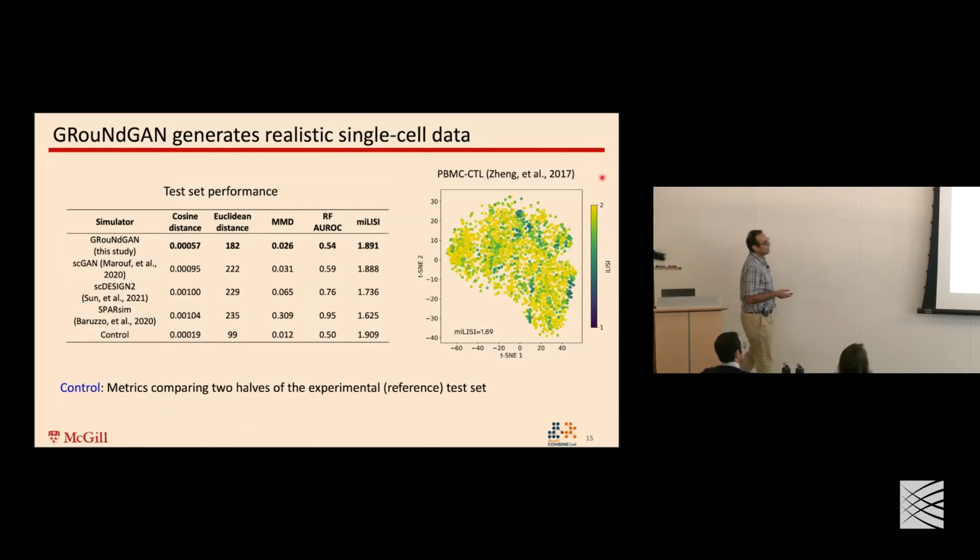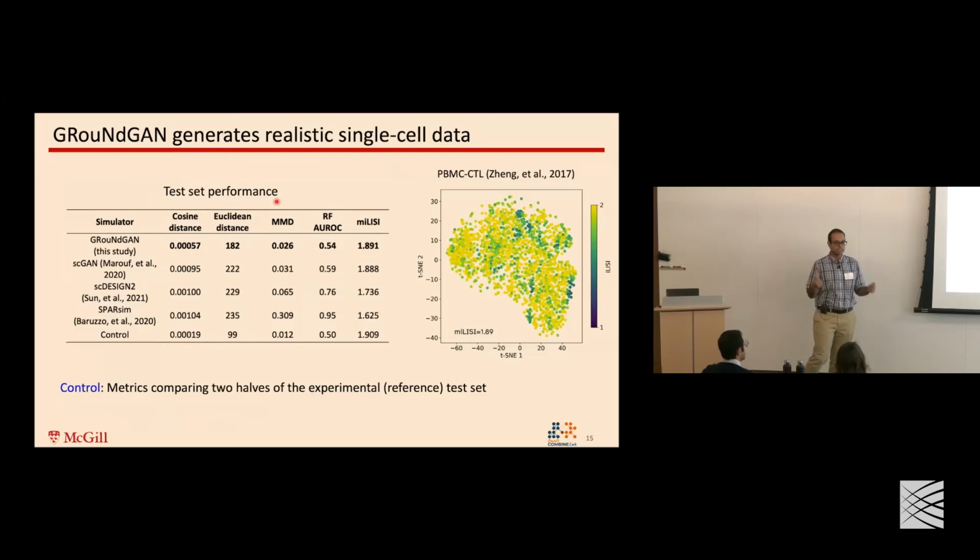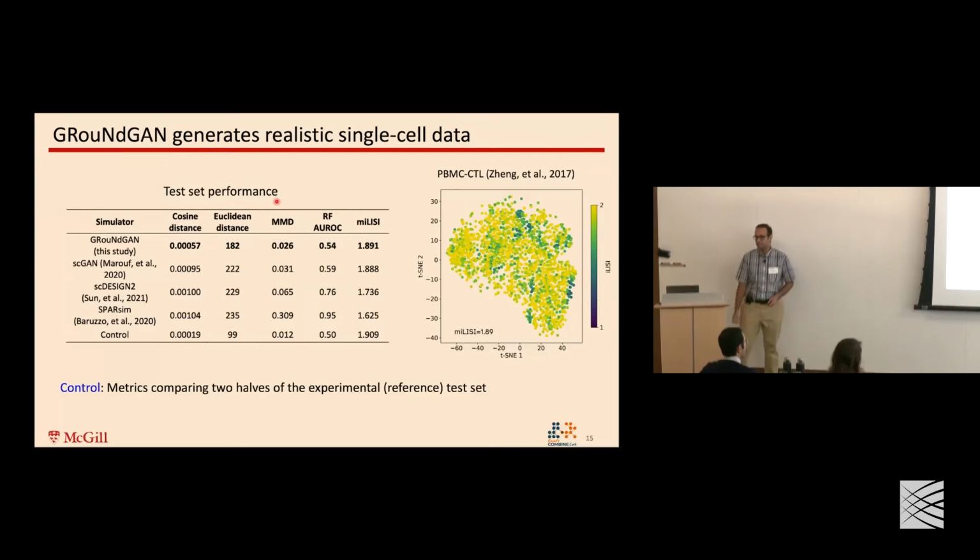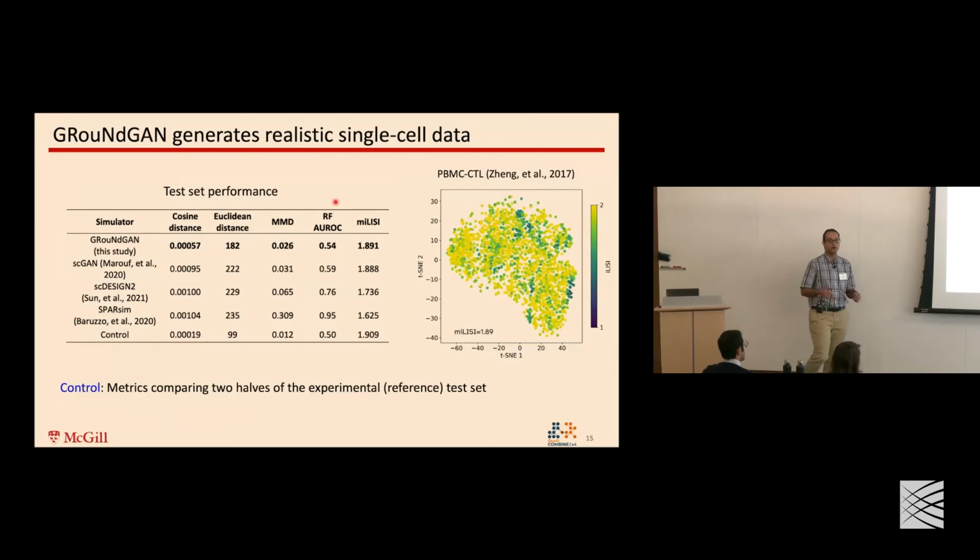So we focused on 5 metrics. The first 3, cosine distance, Euclidean distance, and MMD, correspond to the actual expression profile that we obtained. So it's not in a low dimensional, 2-dimensional space or anything. And for these 3, we are comparing the simulated data and the reference experimental data for the test set. And we want this value to be as small as possible. Here, we also have a random forest, and it's the AUROC of a random forest that tries to differentiate between simulated and reference data, and we want that value to be close to 0.5.